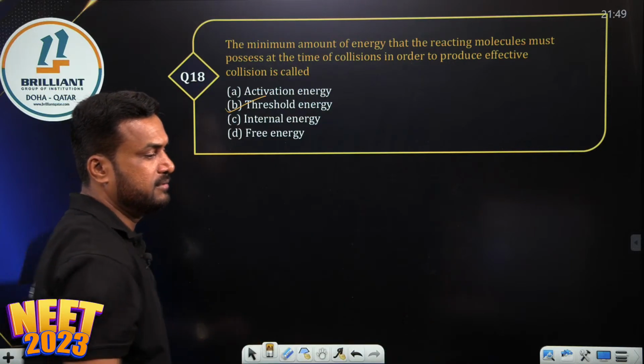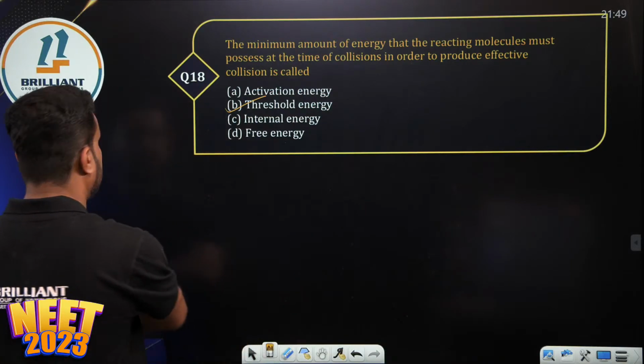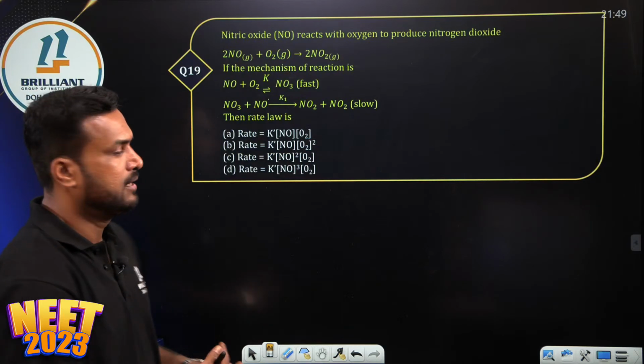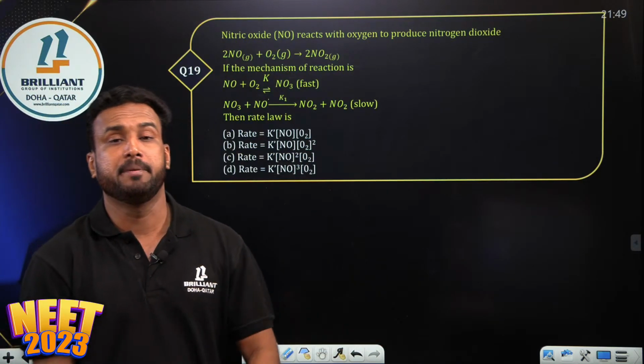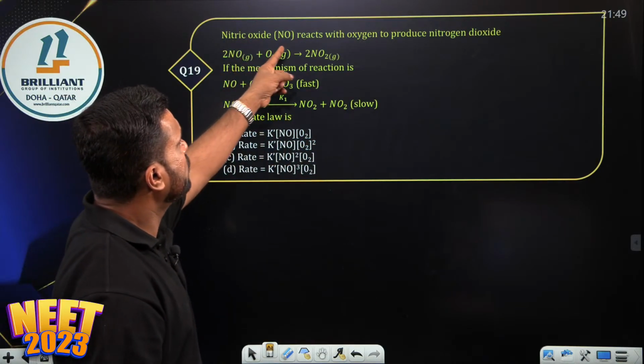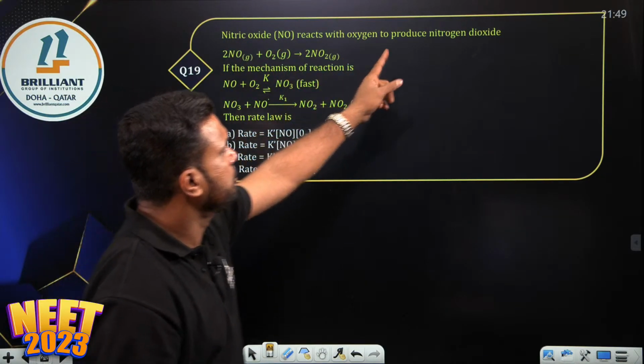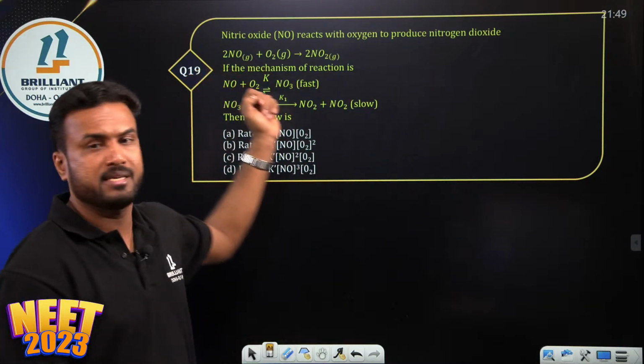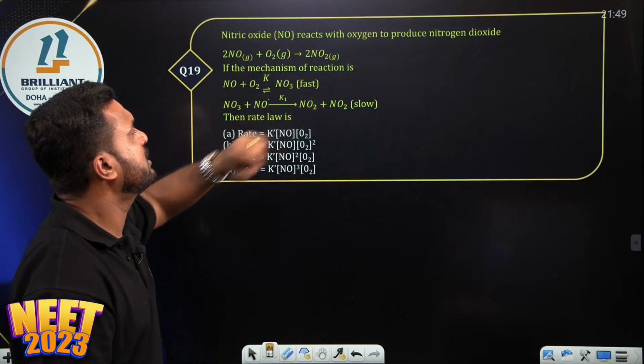Good, well done. Almost all sent. Now we can go to question number 19. This type of question has been repeatedly asked in many previous NEET papers. Nitric oxide NO reacts with oxygen to produce nitrogen dioxide. The equation given is 2NO plus O2 gives 2NO2.